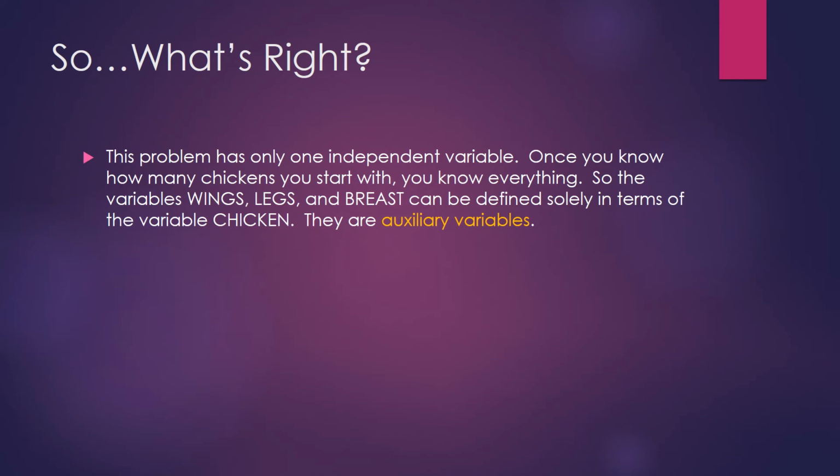Well, the key is realizing this program only has one independent variable. By that, what I mean is if you know how many chickens you start with, you know everything. So the variables legs and wings and breast can be defined solely in terms of that one variable, chicken. They're what are called auxiliary variables. Now, the deal with auxiliary variables, variables you don't really need, is that you can always use them anyway, but you must have an equation, an equality constraint, that tells you how to compute them. So that's what we need here. An equation for wings, one for legs, one for breasts.